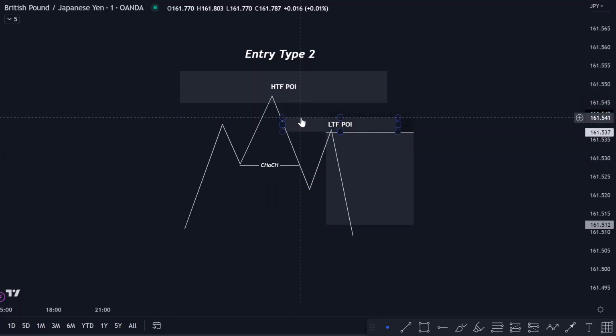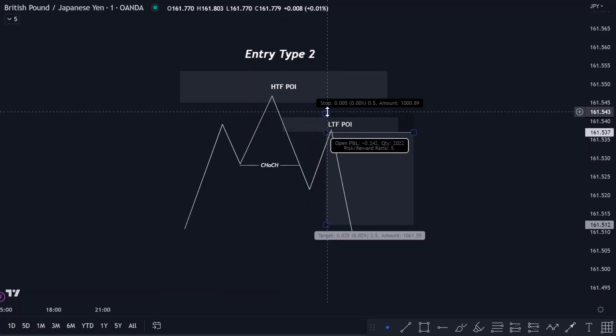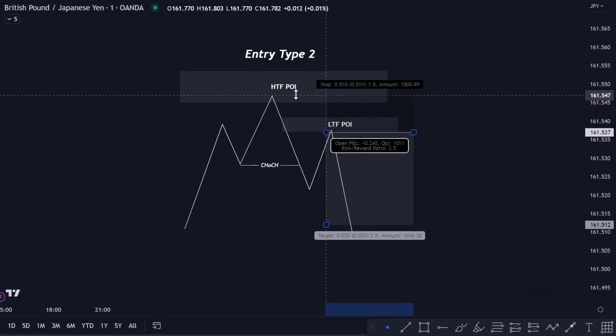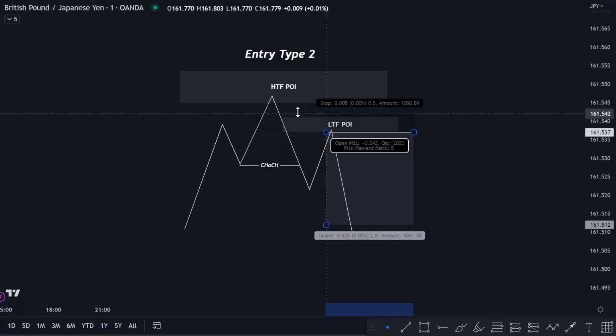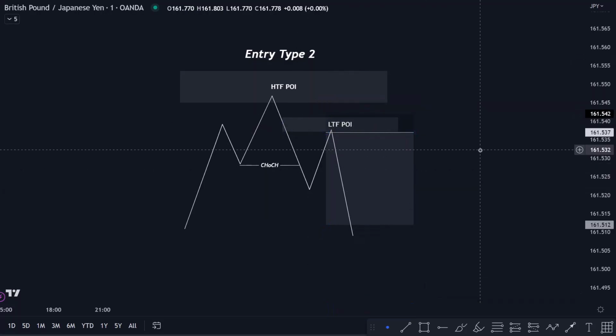That's my favorite entry, the fair value gap. So I enter from the fair value gap. Stop loss can be above the point of interest, or if you want to feel safe, you can put it above the swing high. But most of the time I put it just above the point of interest, as it gives a much higher reward to risk ratio.